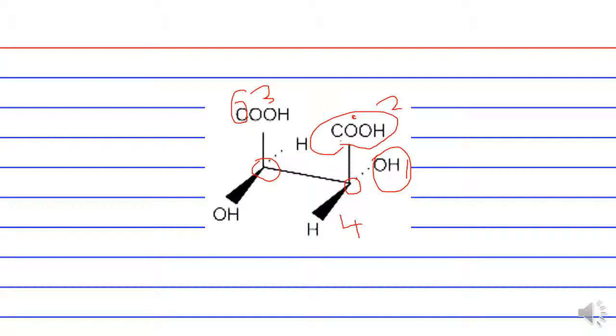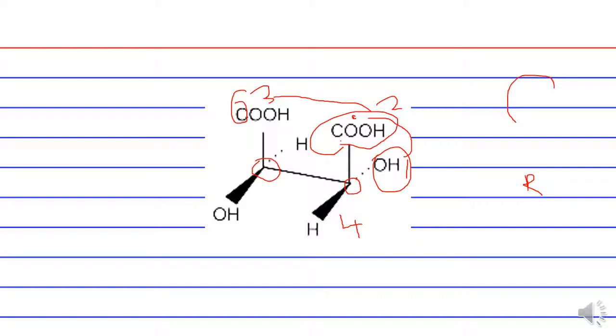So you're going in a counterclockwise fashion. If you go from 1, 2, 3, that's not clockwise, that's counterclockwise. You're going like this. So that would be S. But since the lowest priority group, the H, is pointing toward you rather than away, you would name this R instead of S. Okay, so don't make that mistake.